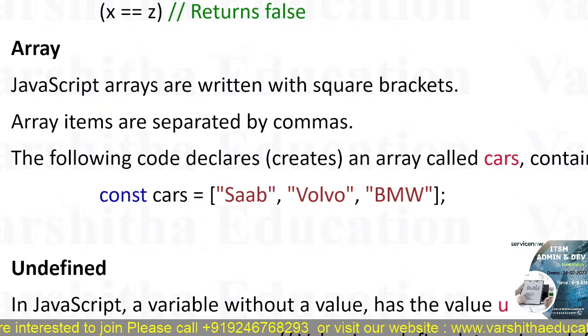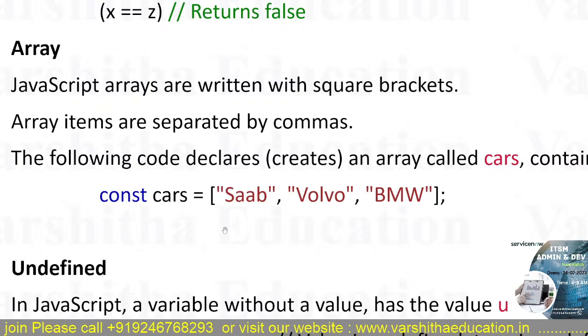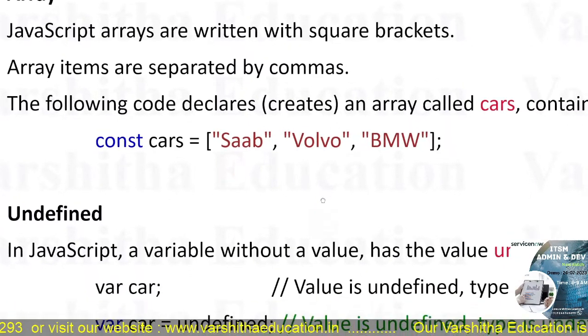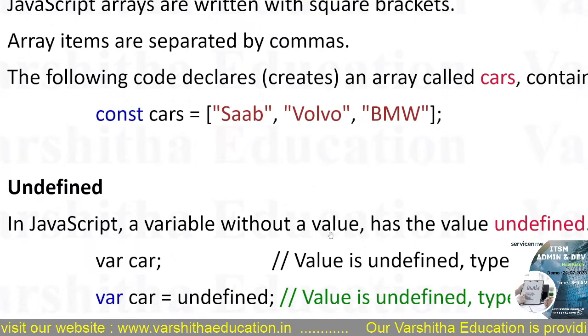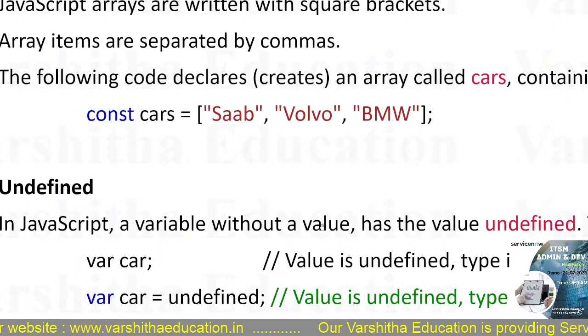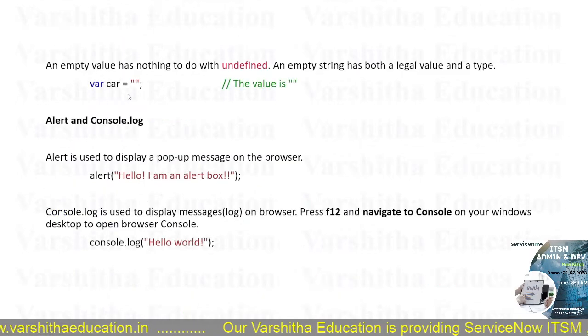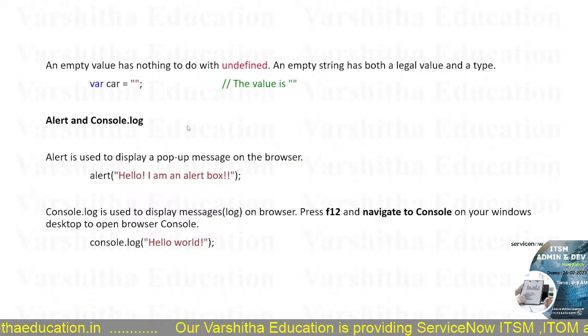If I want to write SAAB, simply cars dot SAAB, and automatically the array values can be defined. That's the reason: to define an array, we define it between the square braces. And undefined means if you are not assigning any value, then it shows as undefined. That's it, very simple. And if you want to give an empty space, that is also fine.